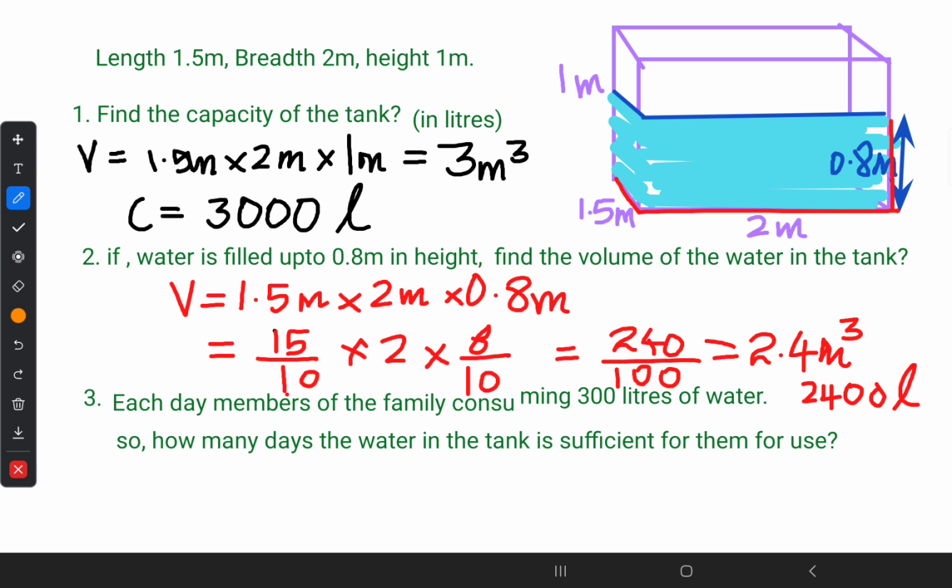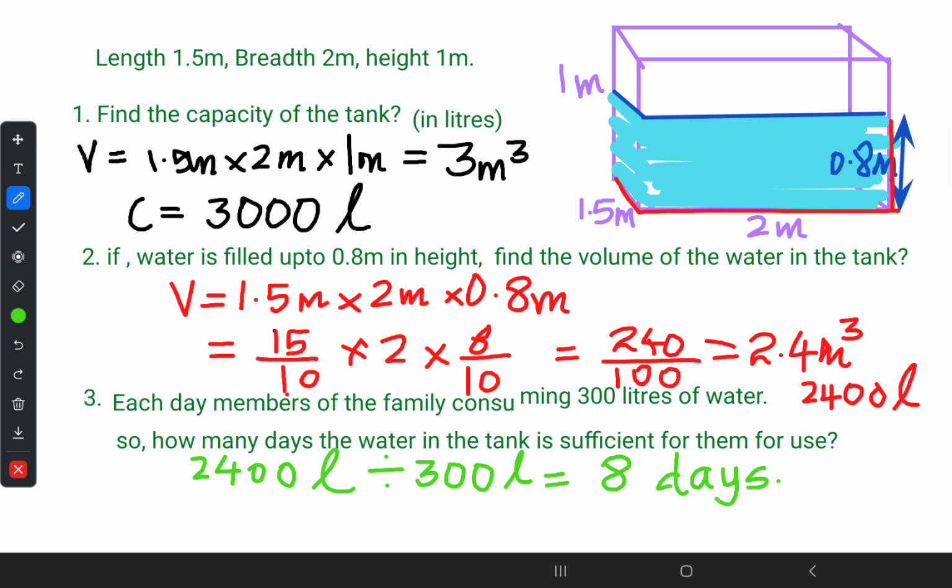The water in the tank is 2400 liters. Each day they are consuming 300 liters. So 2400 liters should be divided by 300 liters because each day they are consuming 300 liters. So that will give you 8 days. So the water in the tank is sufficient for them for up to 8 days of use.